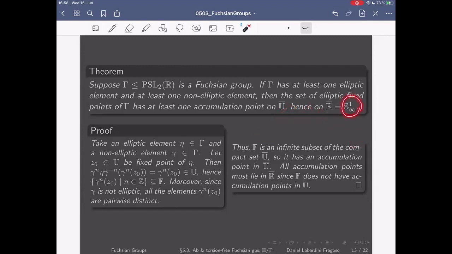And if you look at that in the disk model, then this would be the upper half plane, and then R is this part here, and then there's some point infinity, and so then you get a circle at infinity.